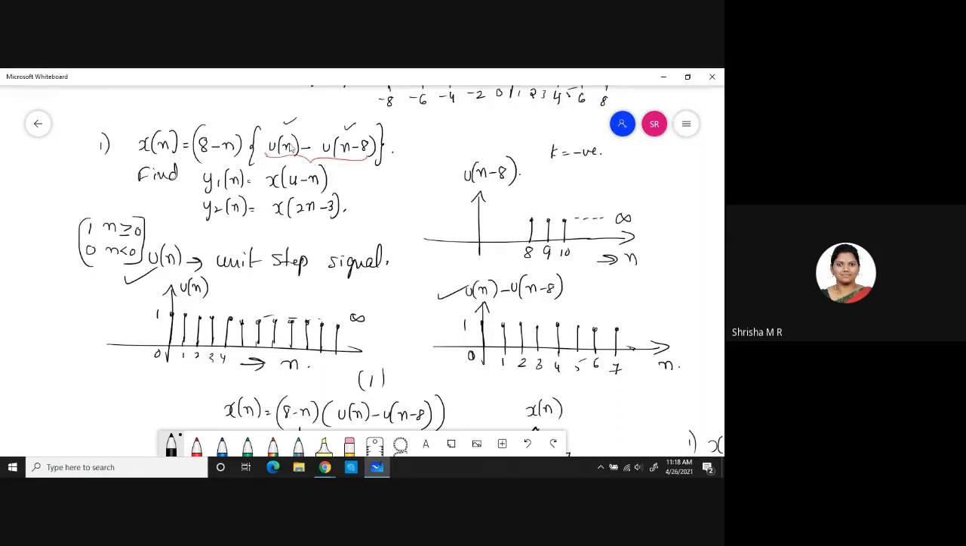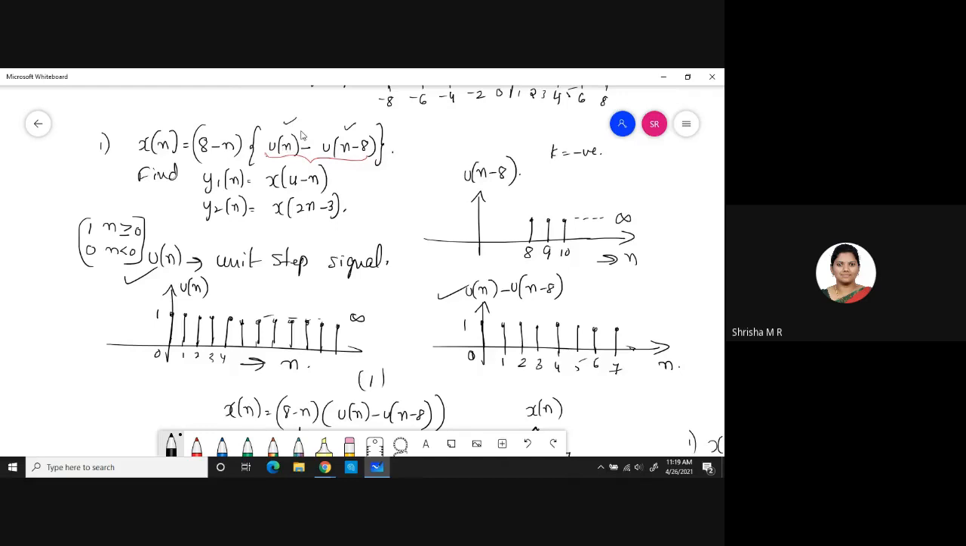So we have u of n minus u of n minus 8. We shall see how to plot u of n minus 8. So u of n minus 8 is a shifting operation on the unit step. The k is negative, that means right shift. So your signal will be delayed by 8 samples. So your signal is starting from 8 and it will go up to infinity. This is u of n minus 8.